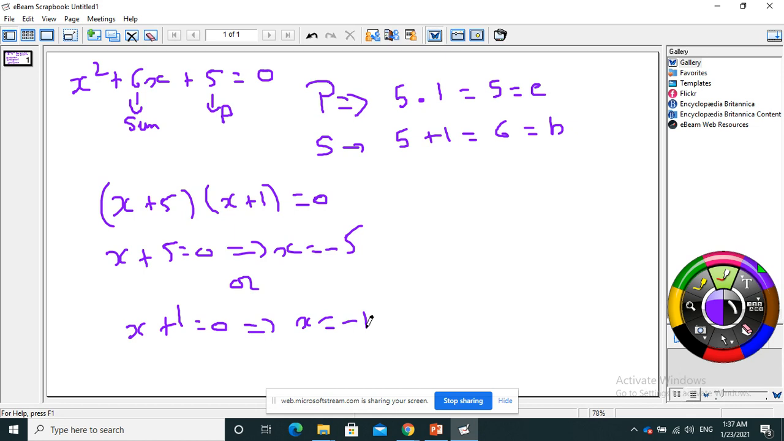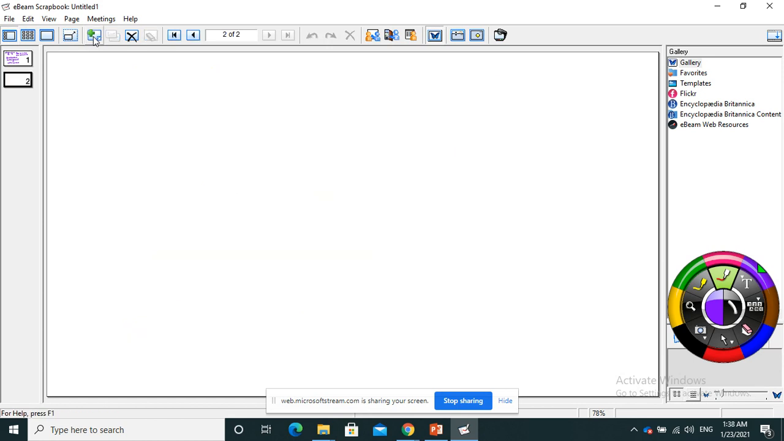I will do one more. Let's do one more example. I will try to do, okay, this one I like it. x squared minus, let's say, 13x plus 22 is equal to 0. I will try to find two numbers, this is s and this is the p, and the sum is minus 13 and p is 22.